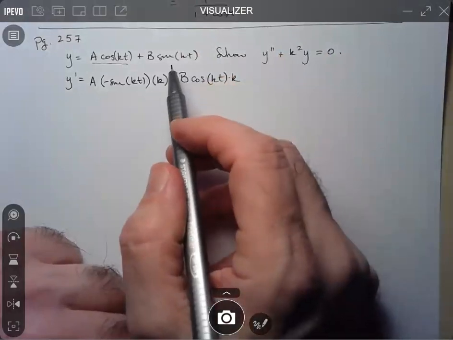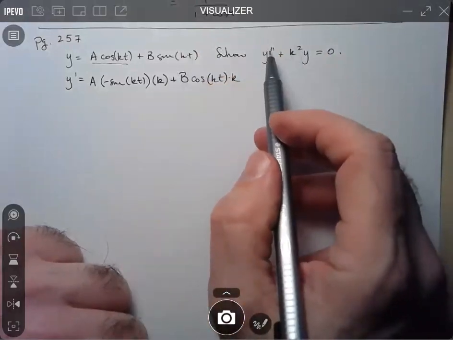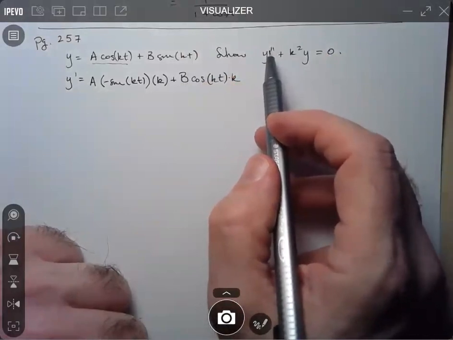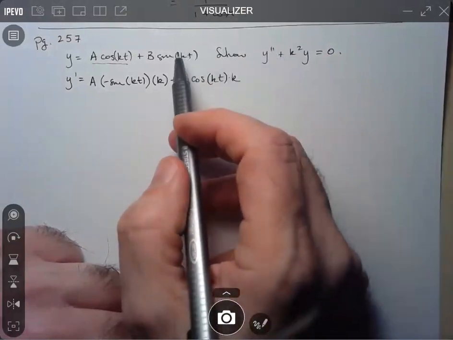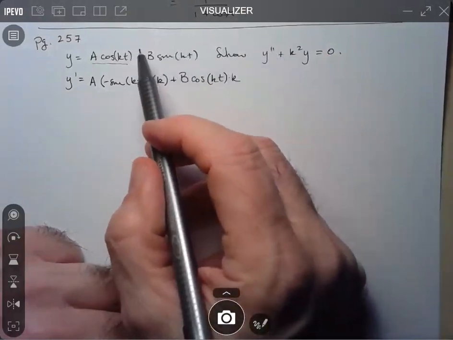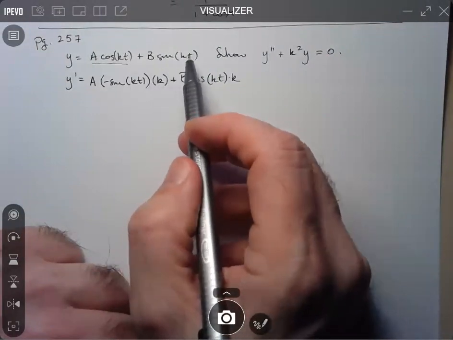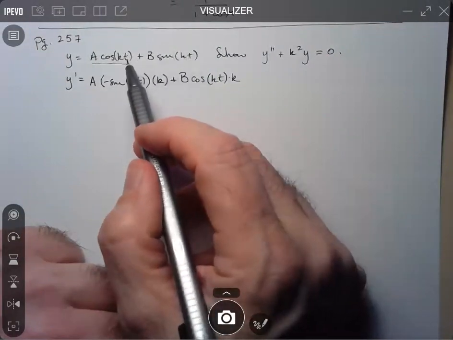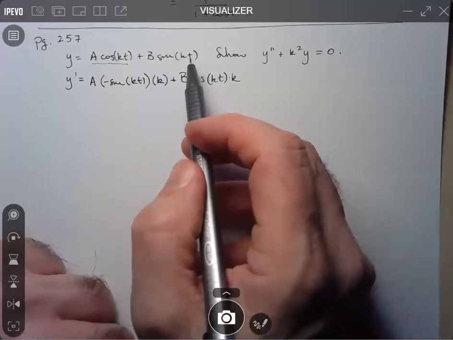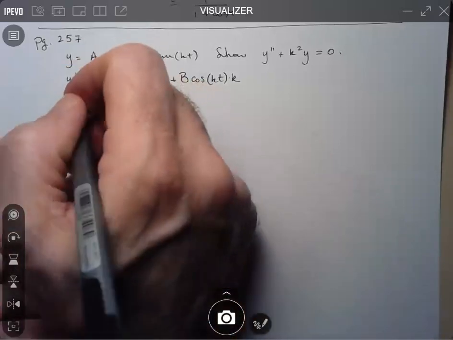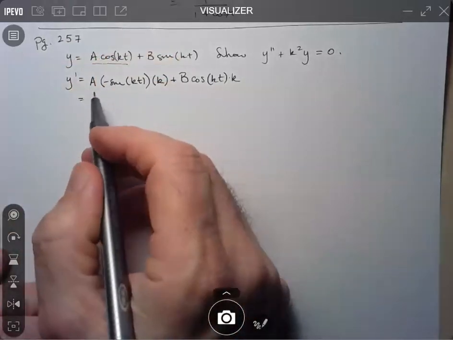Okay, so one thing I do want to mention is because they're using prime notation, they didn't tell us what we're taking the derivative with respect to, but because the variable happens to be t, I'm taking the derivative with respect to t. If the variable was x, I'd be taking the derivative with respect to x. Okay, so now I'm going to clean this up before taking the second derivative.